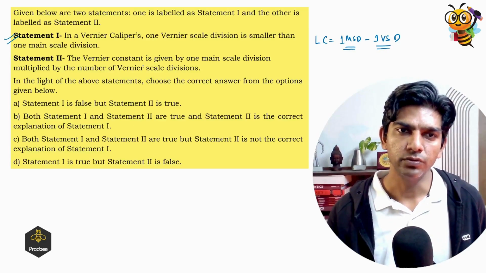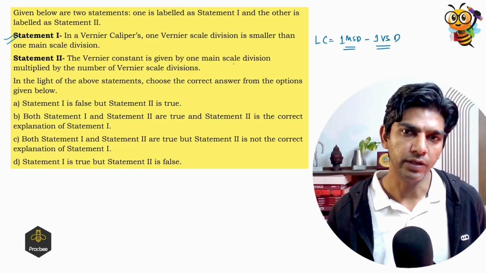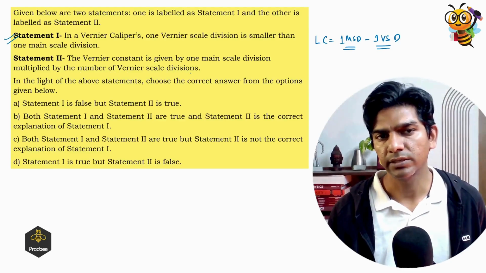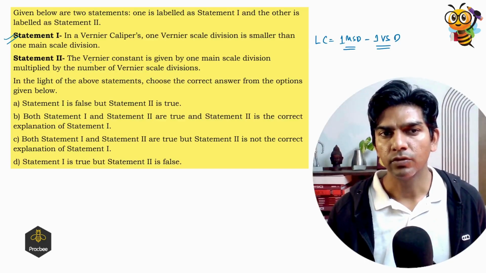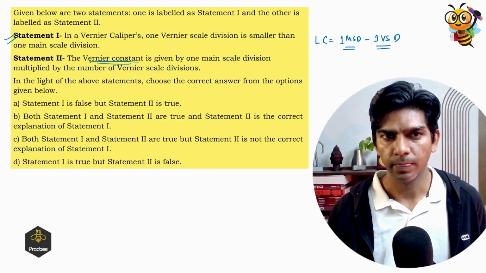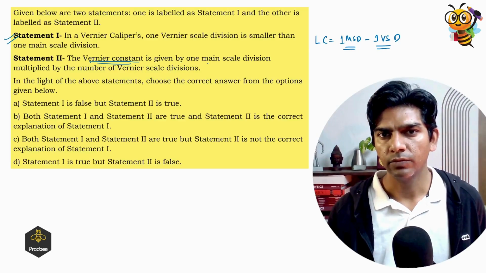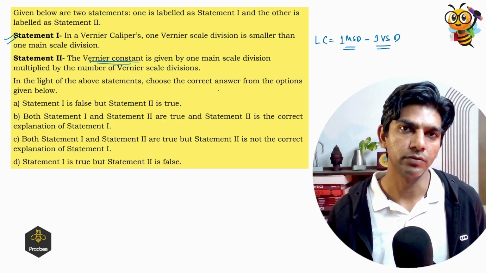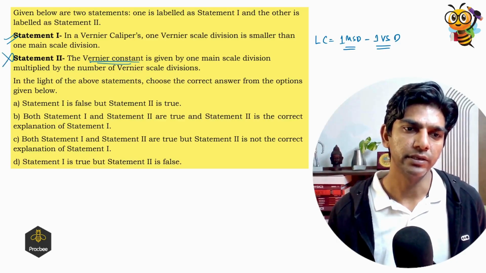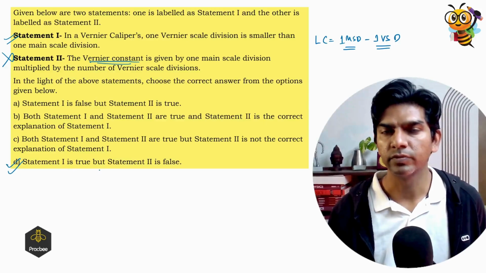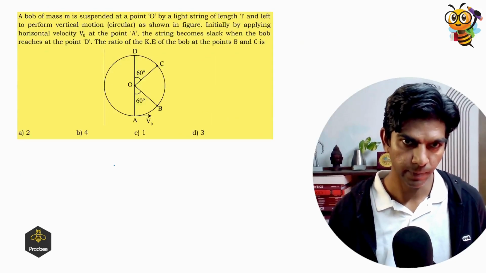Now statement 2: the vernier constant is given by 1 main scale division multiplied by the number of vernier scale divisions. That is incorrect, because vernier constant is nothing but least count, and it is given by 1 main scale division minus 1 vernier scale division. It is not multiplication, it is the subtraction of the two divisions. So statement 2 is incorrect. So if you look at the options, option D is the right answer: statement 1 is true, but statement 2 is false.